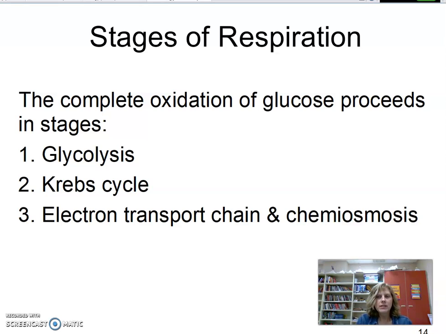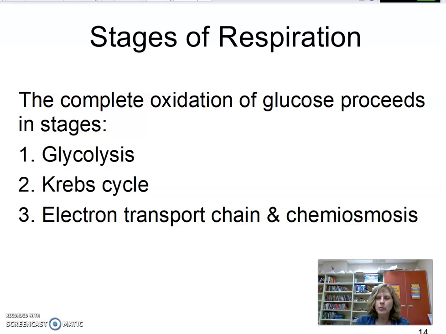Hello, biology students. Today we're going to go through some of the stages of cellular respiration in some more detail. And I know you started an activity yesterday and some of you got through parts of this, so hopefully you have a little bit of an understanding of what's going on.